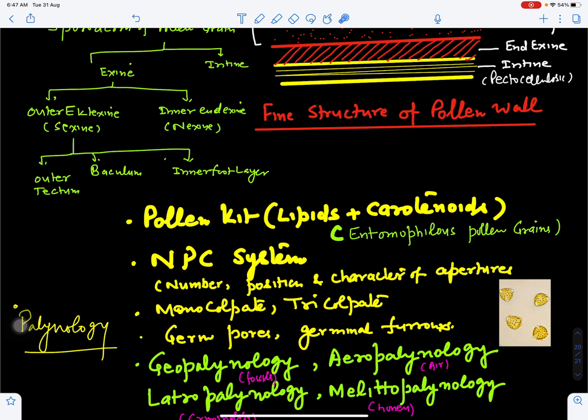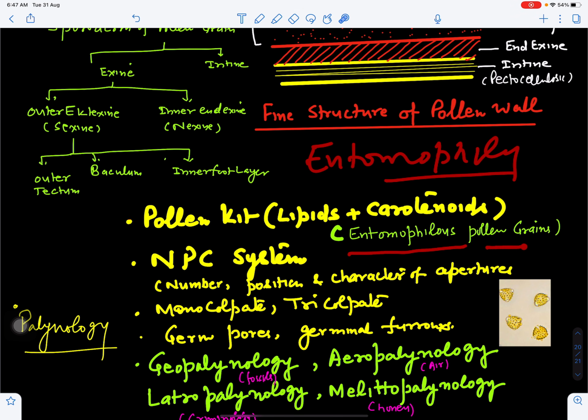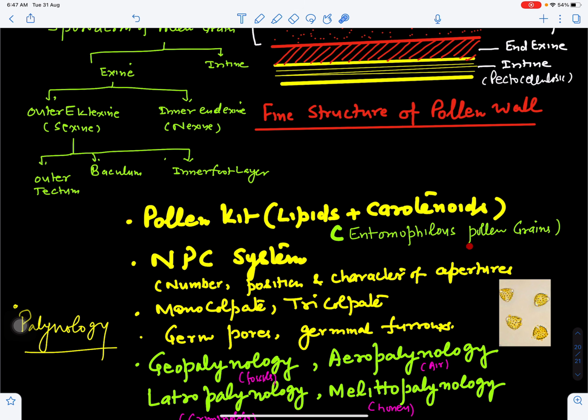In pollen grains which are pollinated with the help of insects, this is called as entomophily. And such pollen grains which are carried by insects are called as entomophilous pollen grains. Now these pollen grains which are specially pollinated with the help of insects have pollen kit, and their pollen kit is made up of lipids plus carotenoids.